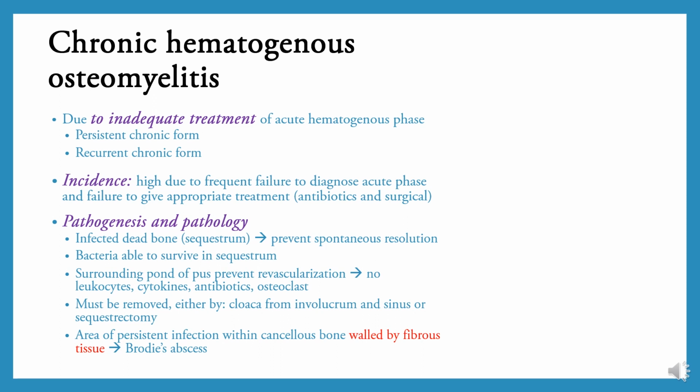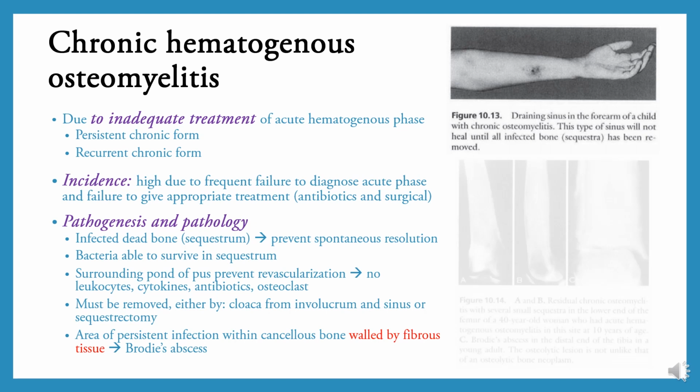Pathogenesis and pathology: the infected dead bone, therefore bacteria are able to survive in the sequestrum. Surrounding pool of pus prevents revascularization. It must be removed either by cloaca from involucrum and sinus or sequestrectomy. Area of persistent infection within cancellous bone walled by fibrous tissue is a Brodie's abscess.